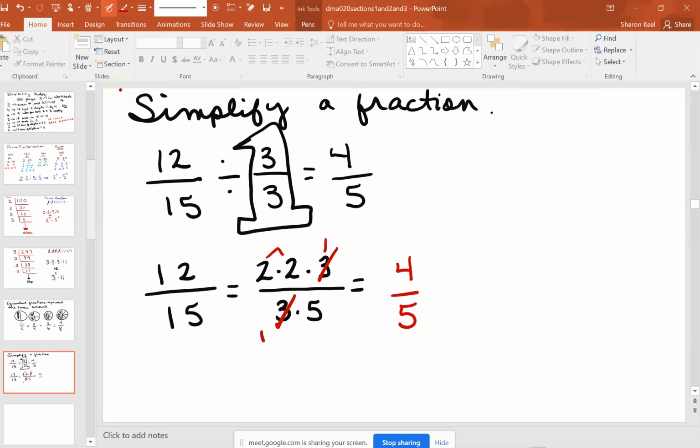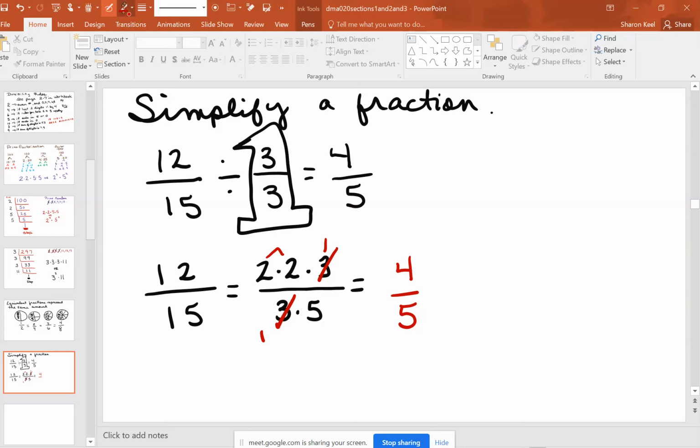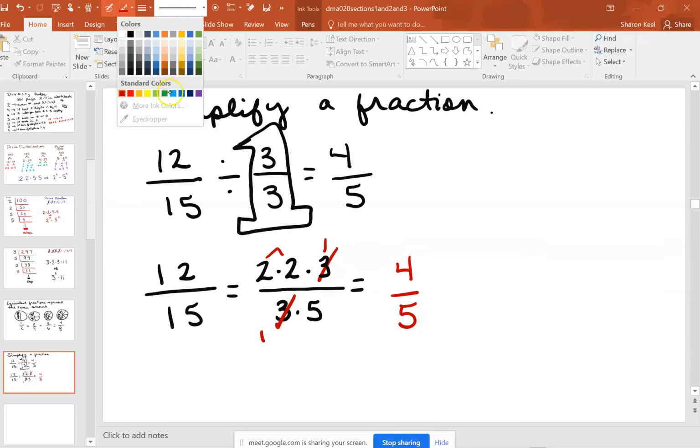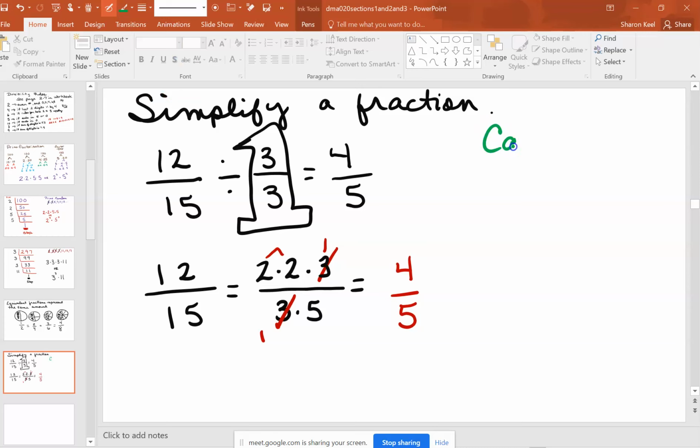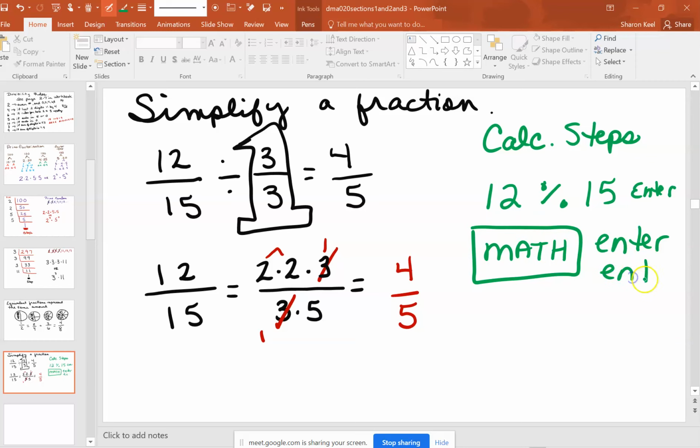Now let me show you one other thing that you're going to find very interesting here. I like to show you your calculator steps. If I'm going to do this problem on the calculator, I'm going to type in 12 divided by 15. I'm going to press enter. That's like your equals. Then I'm going to press the key that says math. And then I'm going to press enter 2 more times.